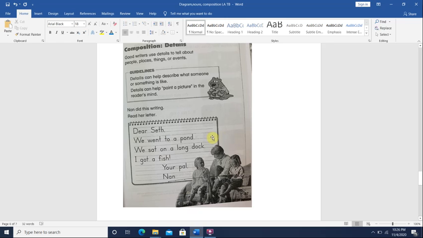So as you see here, Nan and her family sat on the dock, and as you can see from the picture, they went fishing. So what did Nan use to describe the dock? She said she used details. She said that we sat on a long dock and she got a fish. She was excited that she got a fish. And she finished her letter with a nice ending saying, your pal or your friend, Nan.